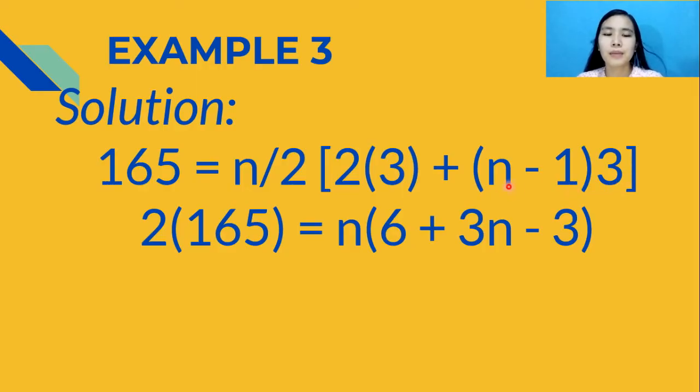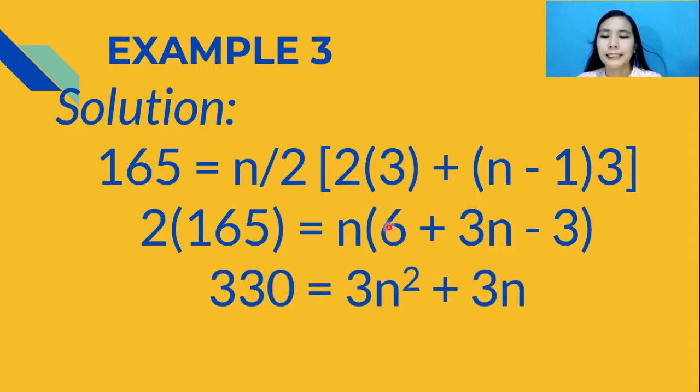So 3 times n is 3n. 3 times negative 1 is negative 3. Then 2 times 165 is 330. Before we multiply by n, we need to simplify the terms inside the parentheses. So 6 minus 3 is 3, plus 3n. And then n times 3n is 3n squared, and n times 3 is 3n.